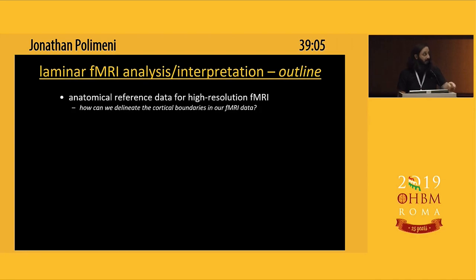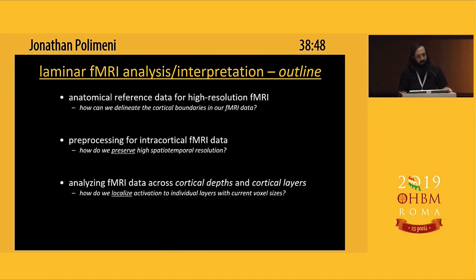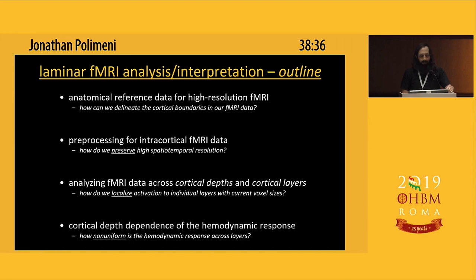And so with this brief introduction, I'd like to give an outline of this presentation. I'll start by talking about anatomical reference data for high-resolution fMRI and ask how can we delineate accurately the cortical boundaries in our fMRI data. Next, I'll talk a little bit about preprocessing for intracortical fMRI and ask how do we preserve the high spatial temporal resolution in our imaging data. Next, I'll talk about analyzing fMRI data across both cortical depths and cortical layers. These are related concepts but different, and I'll define them both in a few minutes. And there I'll ask how do we localize activation to individual layers with our current voxel sizes. And finally, I think this talk wouldn't be complete without a little bit of a discussion of the cortical depth dependence of the hemodynamic response.